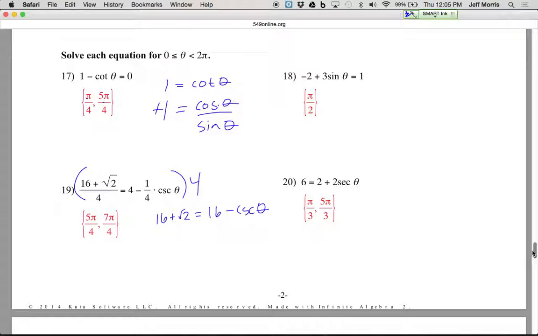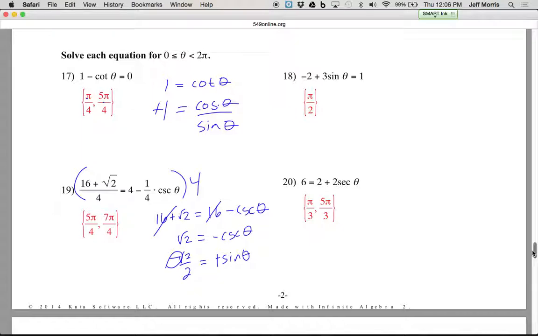Okay? What happens to 16? Cancel. That's really nice. So then you get root 2 is equal to negative cosecant theta. Then you flip both sides, so you get root 2 over 2 is equal to negative sine theta. And then you don't want the negative, so you move the negative to the other side. So now you're looking where sine is negative root 2 over 2, which is 5 pi over 4. Okay?